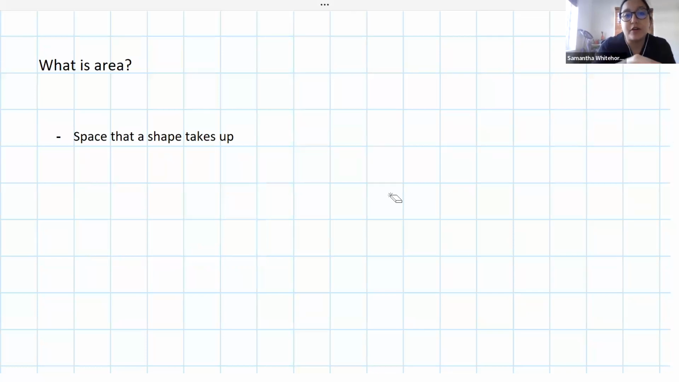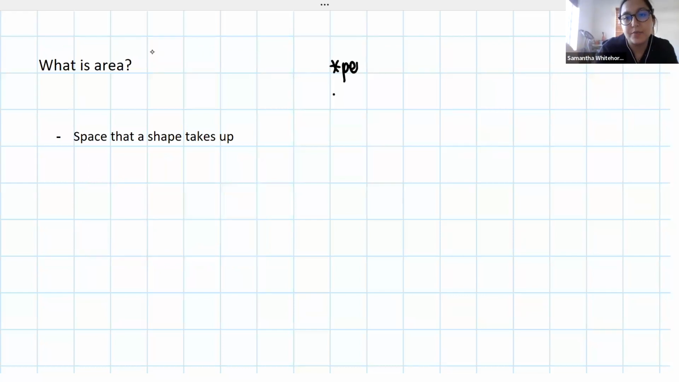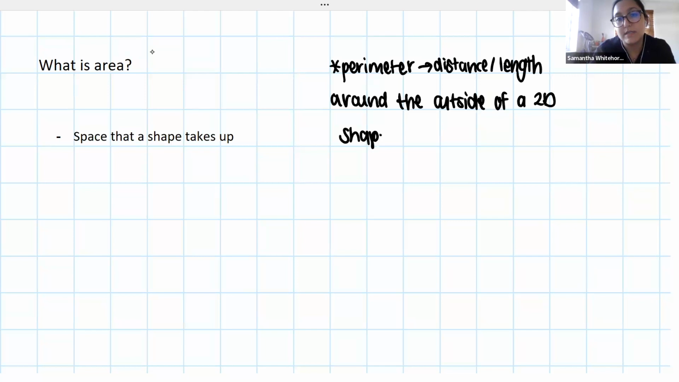We have so far spoken about perimeter. Just as a little reminder, the perimeter is our distance or length around the outside of a shape. Okay, now while I'm writing this down, can you put in the chat for me what then is area? So on the chat, what is area? That's my first question that I've asked here.